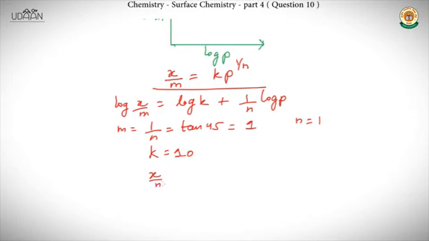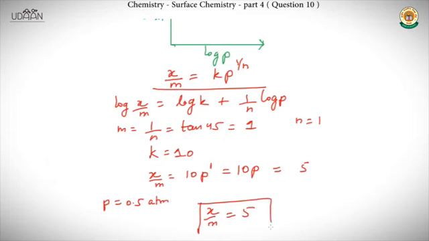So I know that x by m is equal to 10 into p raised to the power 1, which is 10 into pressure. Now what do I need to find? Pressure is given to me as 0.5 atm. So I can simply substitute it in this equation and I'll get 5. So the value of x by m is 5. In this question we just applied this equation and got our answer.